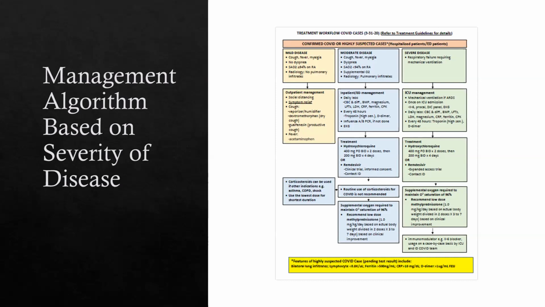I think we all probably know at this point, but things that should make you highly suspicious for COVID in terms of lab and clinical features are bilateral lung infiltrates, especially on CT, which will look like patchy ground glass. A lot of them are lymphopenic, have high ferritins, high CRPs, and high D dimers.